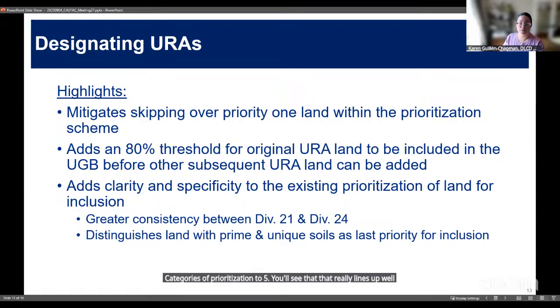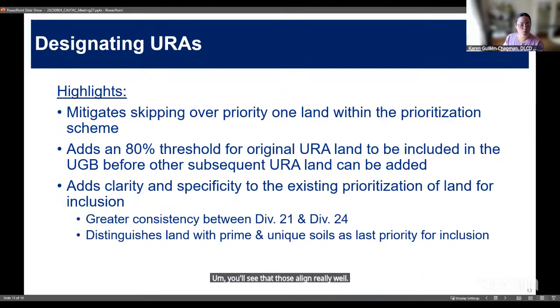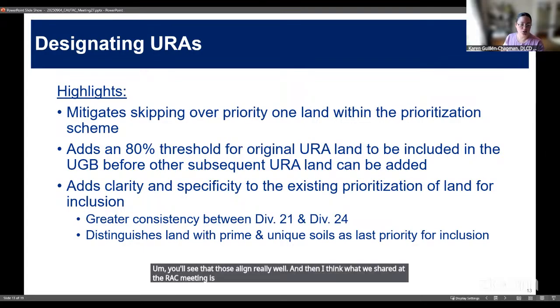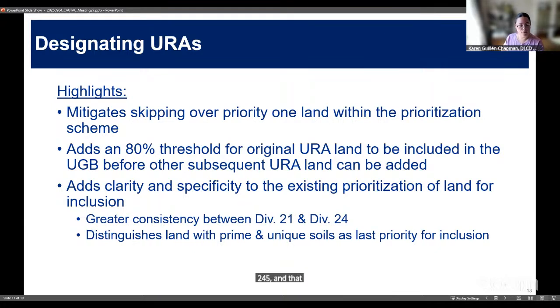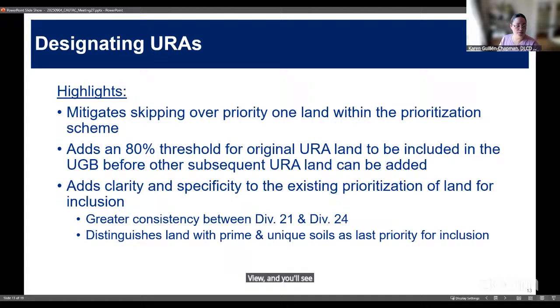One of the pieces of feedback we got in discussions from the TAC membership was looking at consistency and alignment between Division 21 and 24. You'll see that those align really well. And then, what we shared at the RAC meeting, is we also went ahead and looked at 197A.245, sub 6 A through F. We compared that with 197A.285C and looked within Division 24 and 21 at where we can add alignment, and how the statutes align between those. We took that view, and you'll see that reflected in the rules. Last, we had a new piece of legislation.